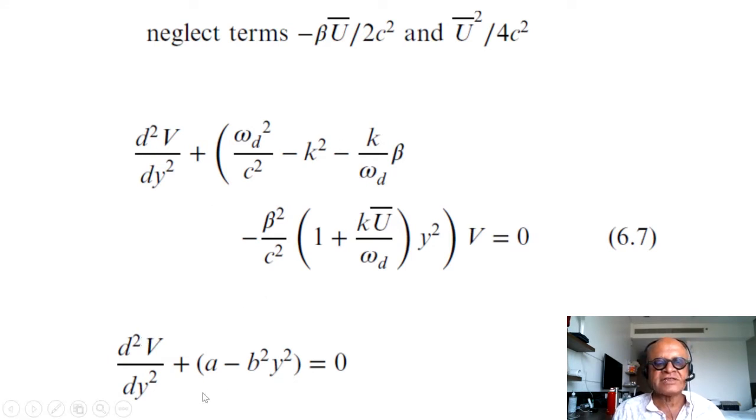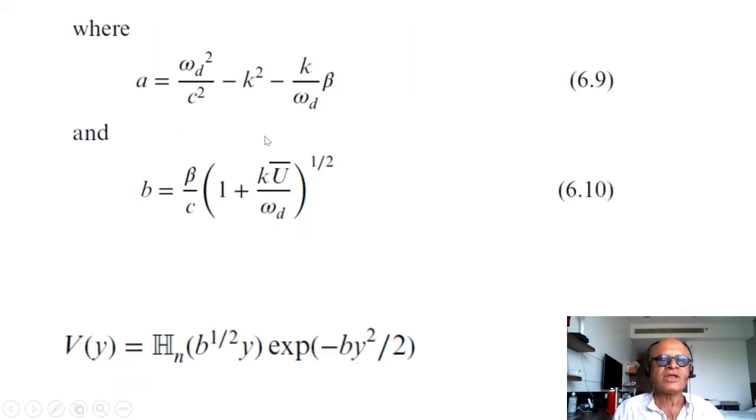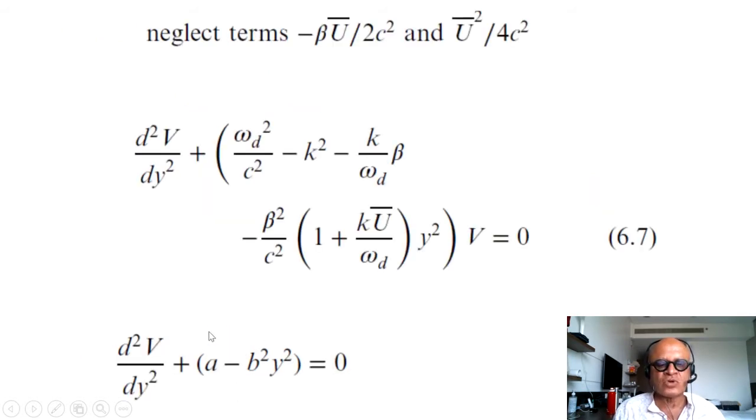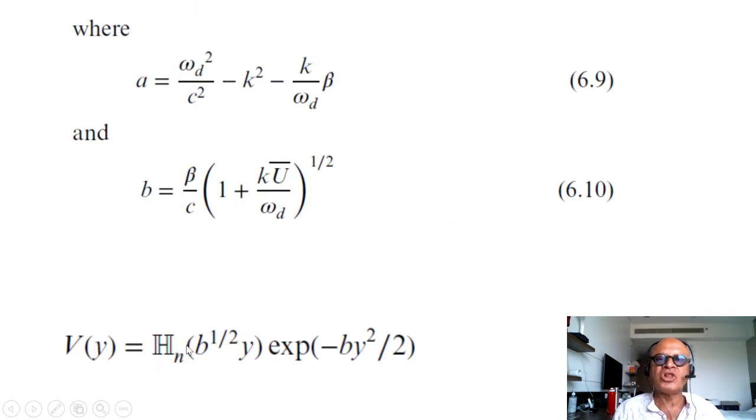This again can be written as a minus b squared y squared equal to 0, which is what we had for the basic state being stationary. So the equations now look very similar. In this case, the solutions are going to be quite complicated. Remembering A is this one, B is this one, Vy can now be written; this equation has a general form solution in terms of Hermite polynomials. So Vy is then the Hermite polynomial of order n, b to the 1/2 y, times exponential of minus b y squared over 2.